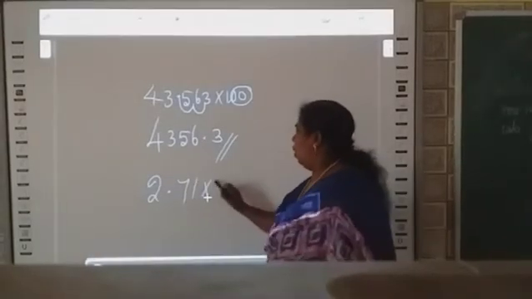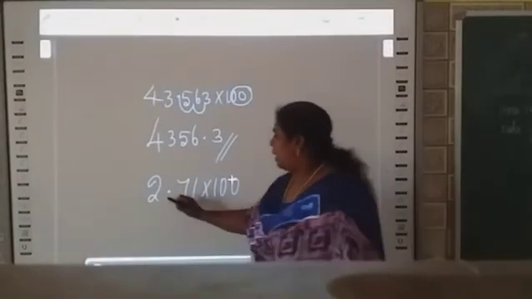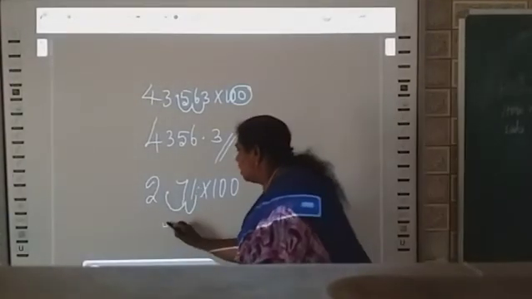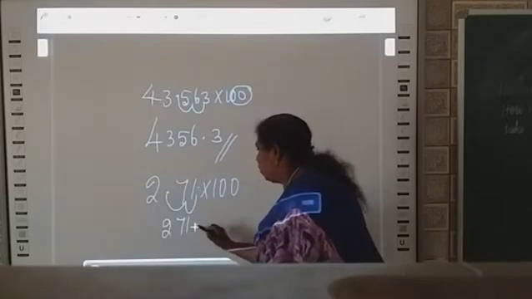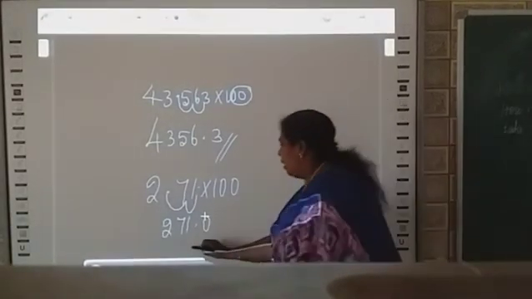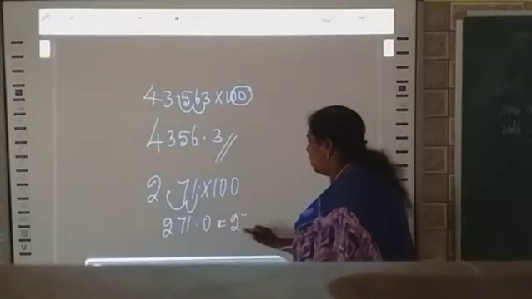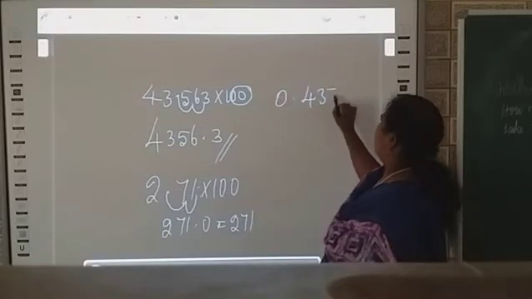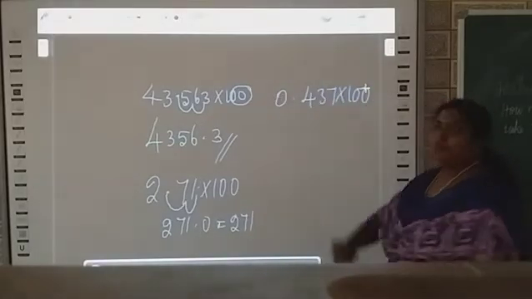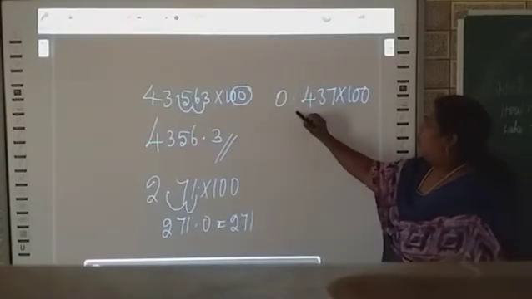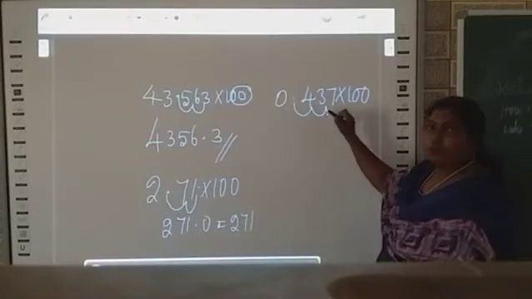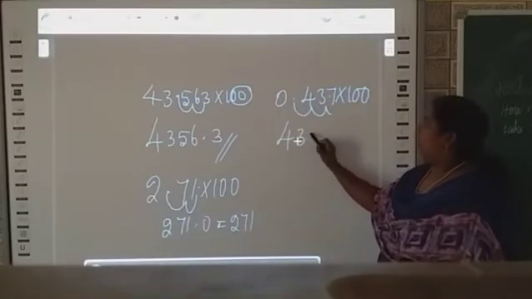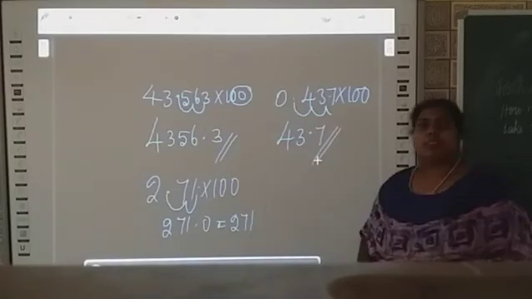See the next example. 2.71 into 100. So we have to move the decimal 1, 2. Where will the decimal come? Here, isn't it? So the answer is 271.0. So how can we write the answer? Equal to 271. Isn't it? The next example, 0.437 into 100. How many places? 3? 1, 2. Sorry, 2 only, right? So 1, 2. The point will come here. So the answer is 43.7. Understand?